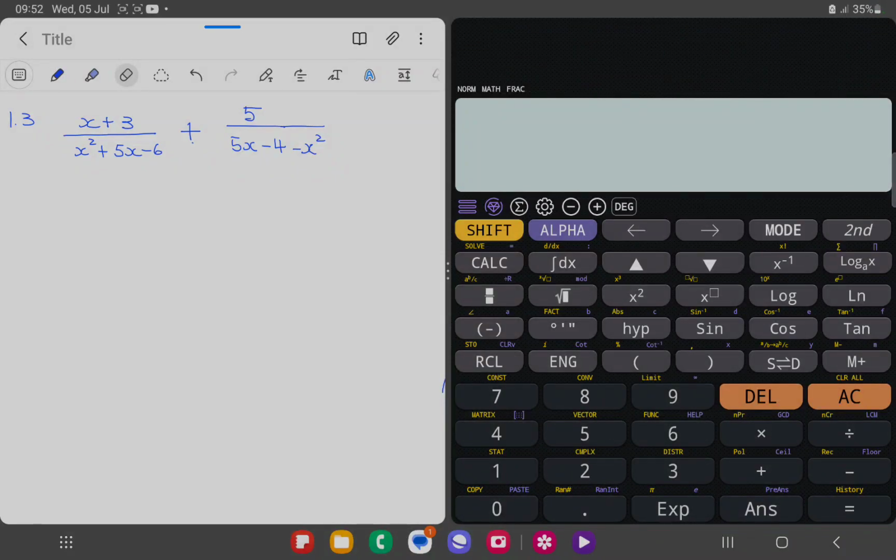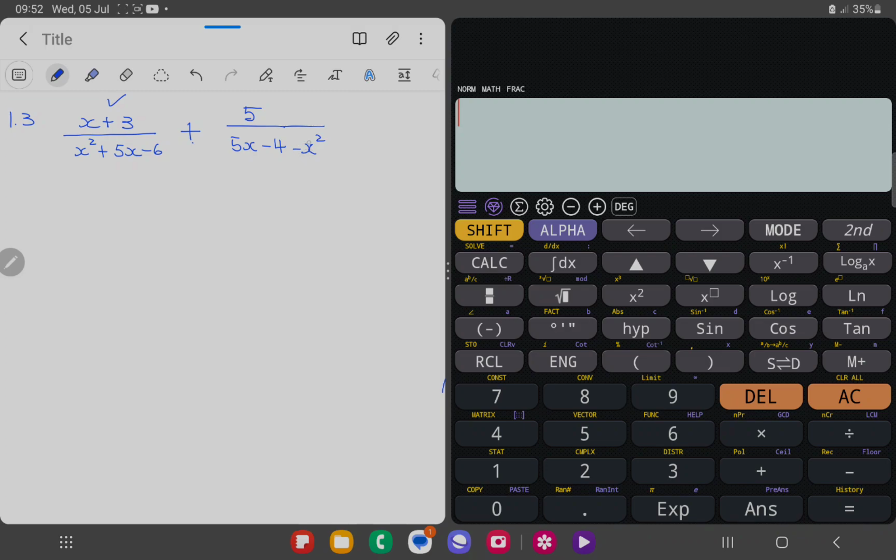Now, students, let us do question 1.3. We are given (x + 3)/(x² + 5x + 6) plus 5/(5x − 4 − x²). Okay, the first fraction is correct, but in the second fraction, when you look at the coefficient of x², it's negative 1. So we must change this negative 1.